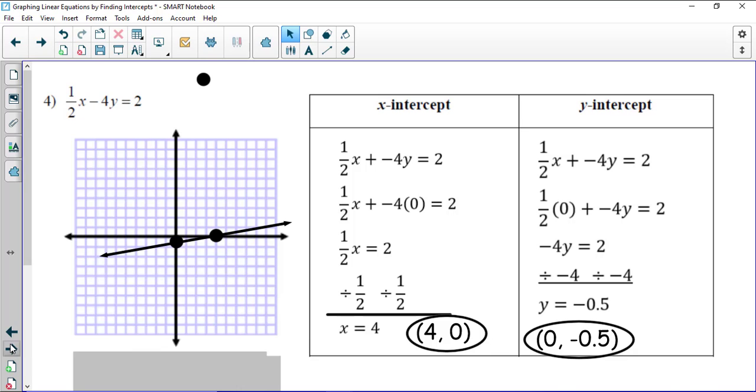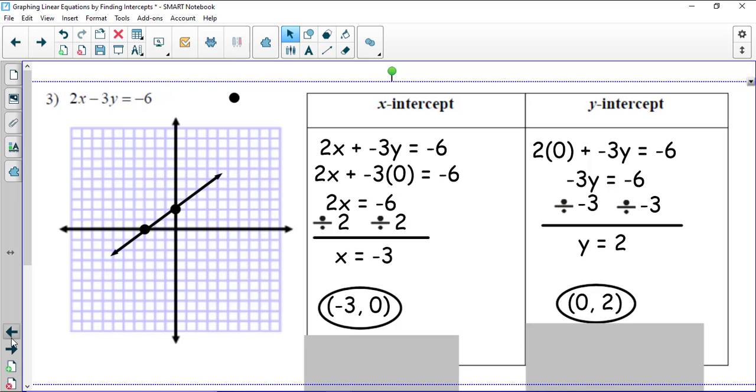Now, I do want to mention that something you could do for these questions to check and see that your line is the correct line is you could choose another value for x to plug in besides 0 or for y, and then you could solve for the opposite variable. And you could see if that ordered pair, which would be different than the x or y intercept, would fall on your line. It would be a good way to check to make sure your line is correct.